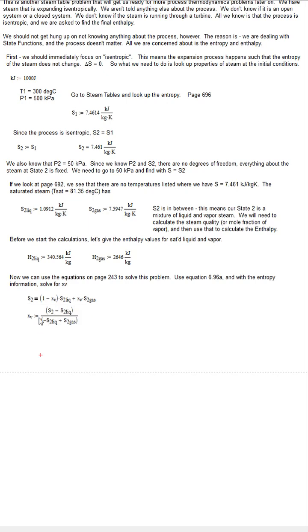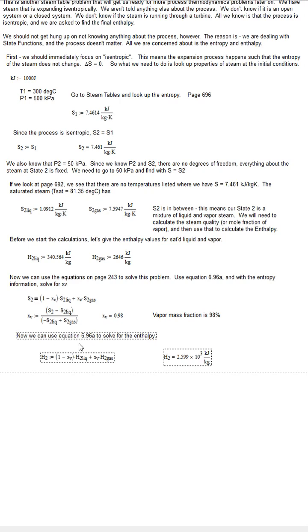And we get this equation, solving for the mass fraction of the steam, in this case everything's on a mass basis, and we get a mass fraction of vapor of 98%. So most of the mass is still vapor, and then all we need to do is simply reapply equation 6.96 with enthalpy. Only this time we know XV, we know H2 liquid, H2 vapor, and we solve for H2 at the final state, and we get an answer of 2599 kilojoules per kilogram.